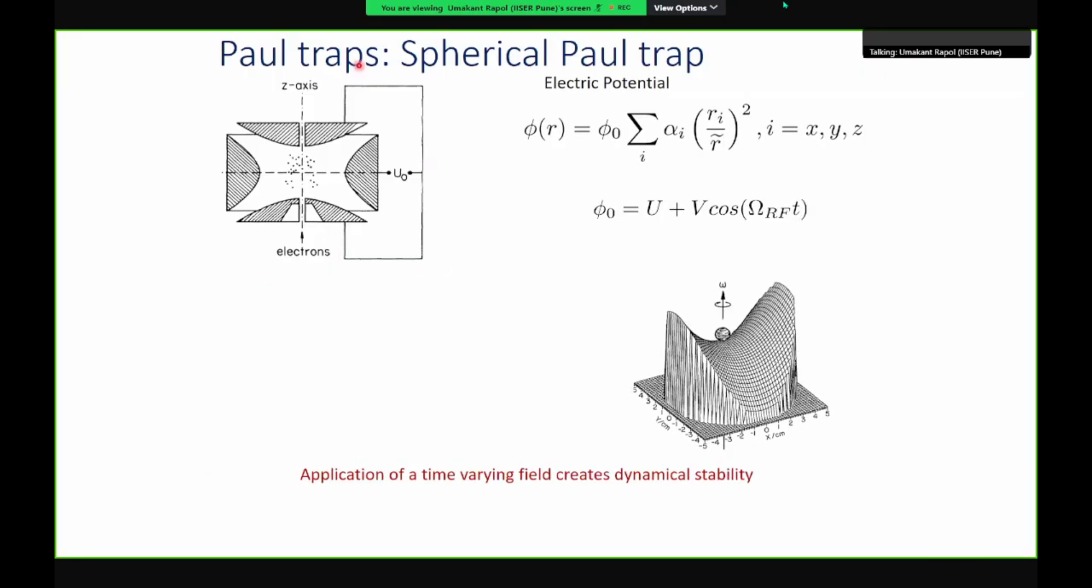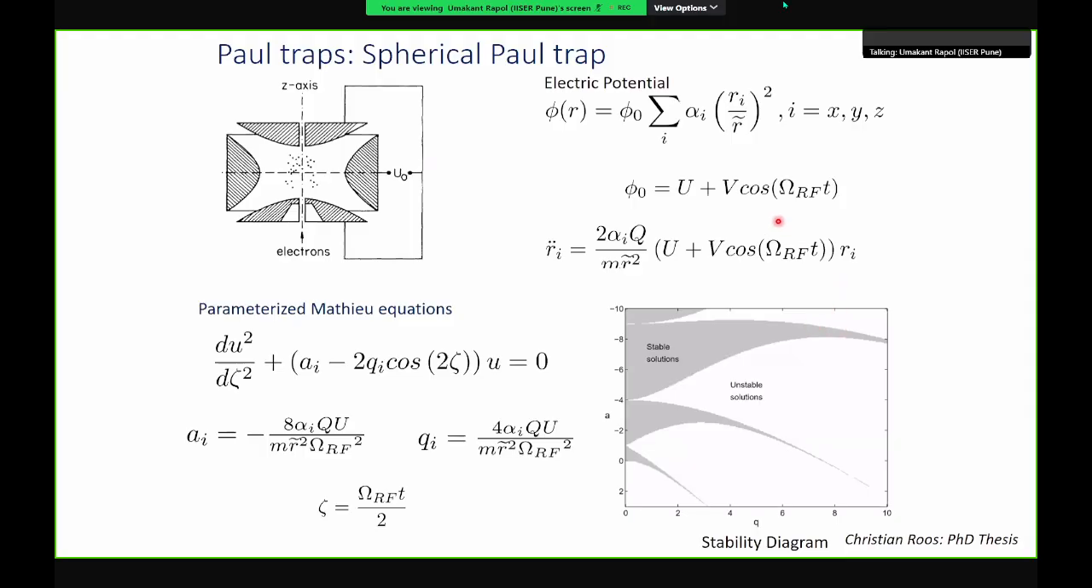However, if you add an AC voltage to it at a frequency of omega RF, then you start rotating this saddle, and then you create a dynamically stable point in the center where your charged particle will just remain stable.